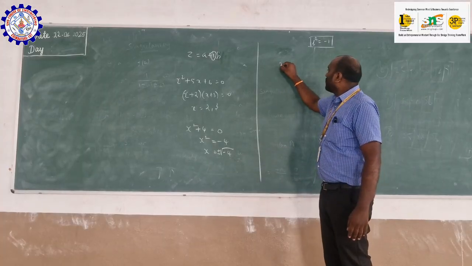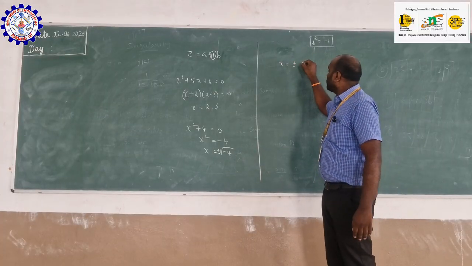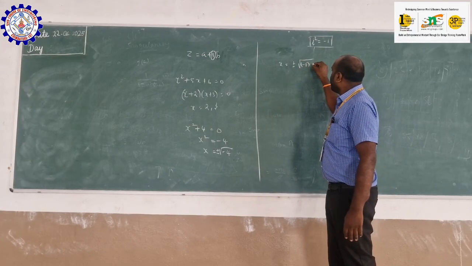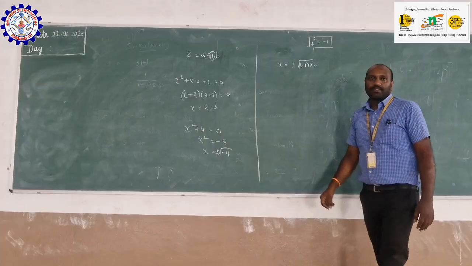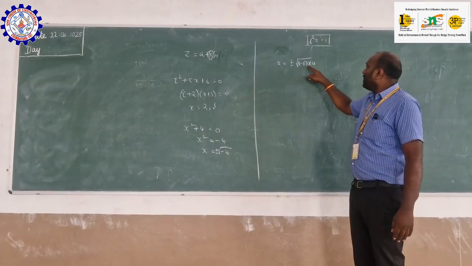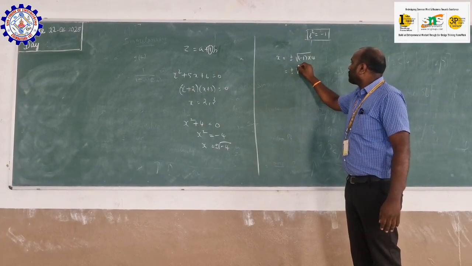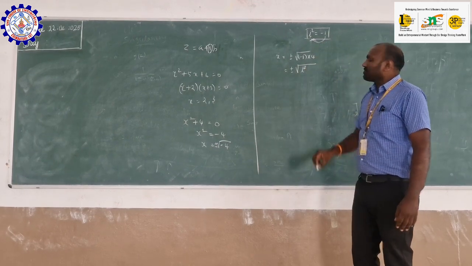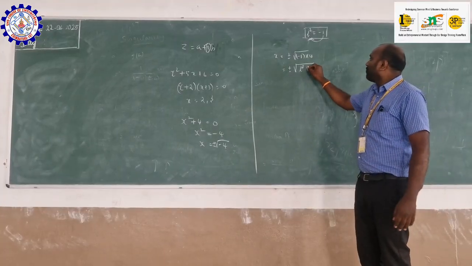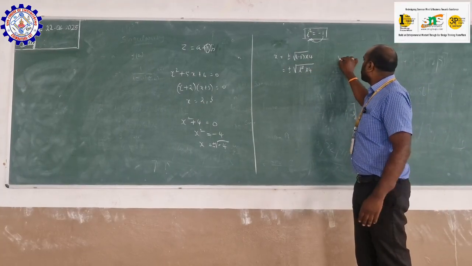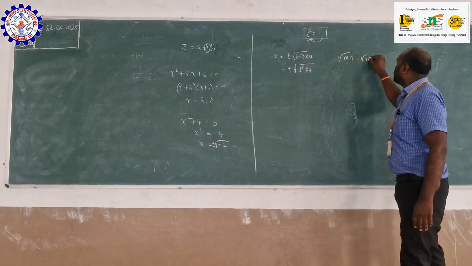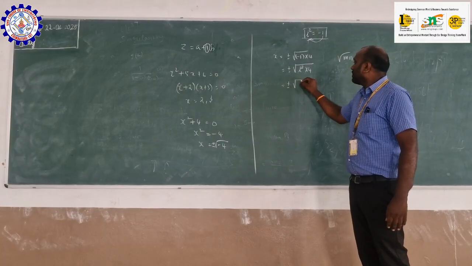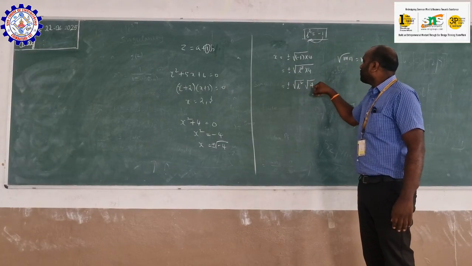Let me see that. So x equal to plus or minus root of minus 4. Let me write it here as minus 1 into 4. So here minus 1 into 4, we write with a root of minus 1. Already we have defined i square. So i square into 4. We know that the root of m into n is equal to root m into root n. So let me write it in this form: root of i square into root 4.